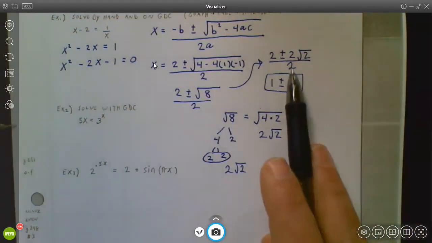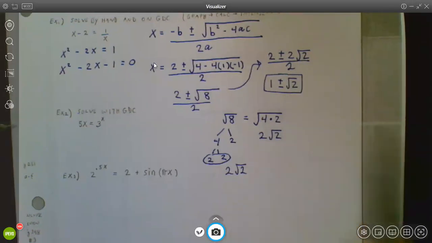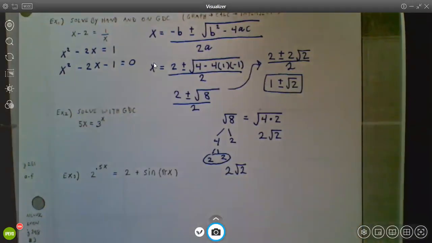You just don't need it. It's like putting a 1 on bottom. When I divide this by 2, that gives me a 1 as my denominator. So if you put that whole thing over 1, it's not wrong, just not necessary. This would just be the simplest way to write it.